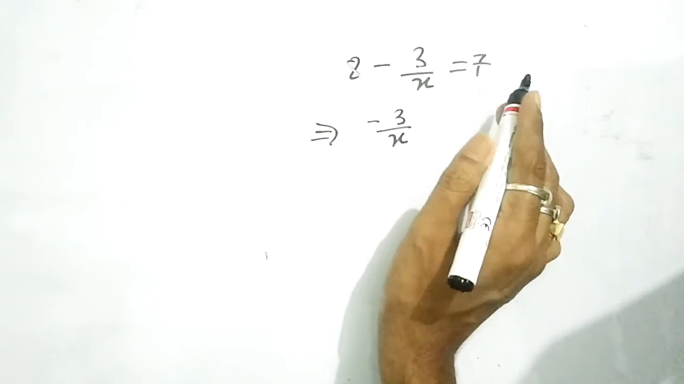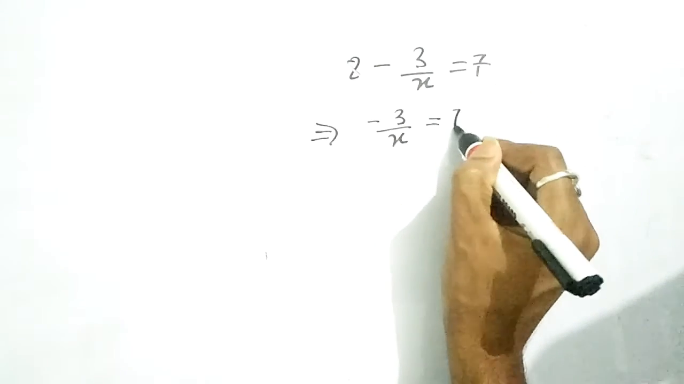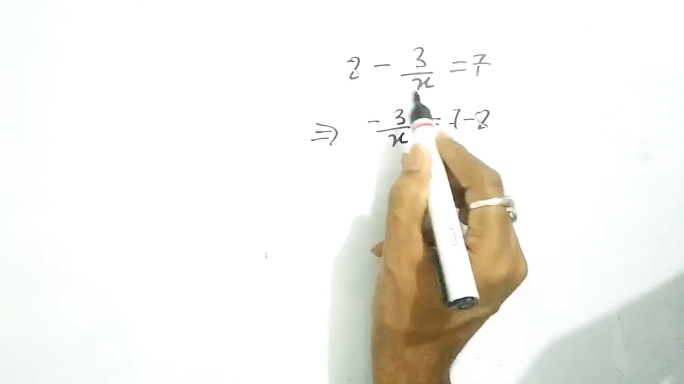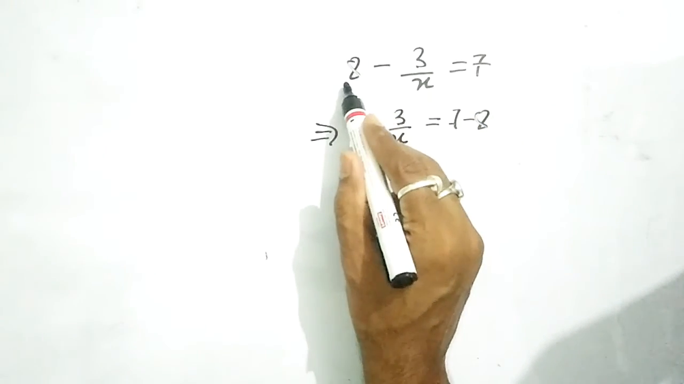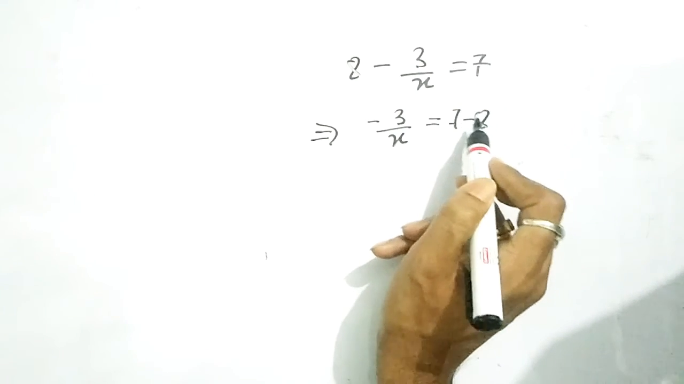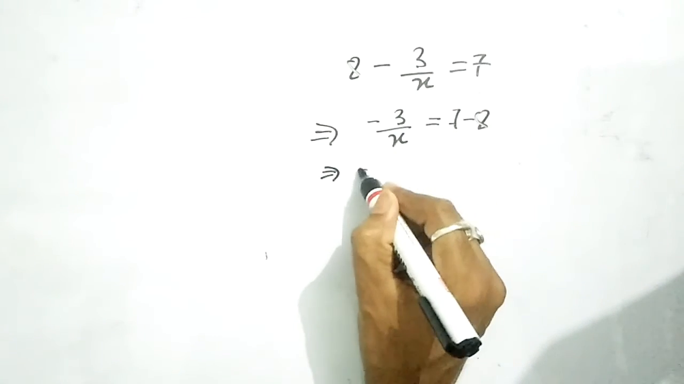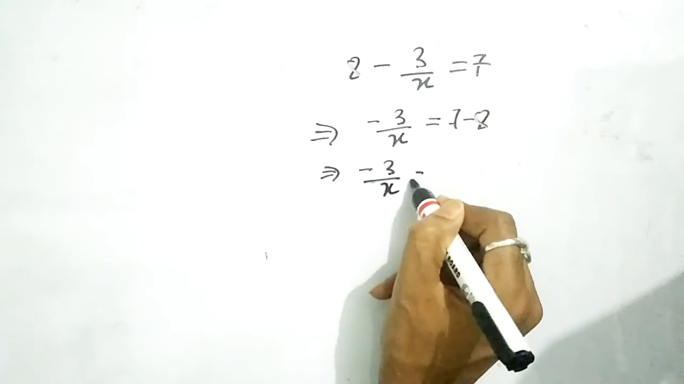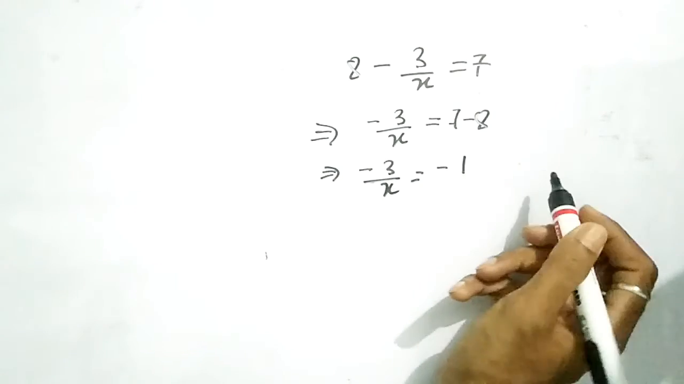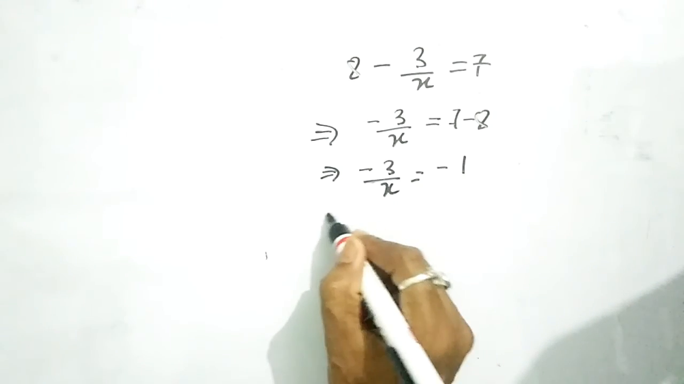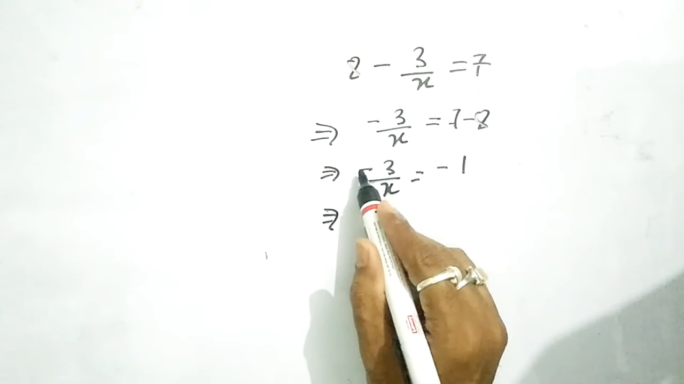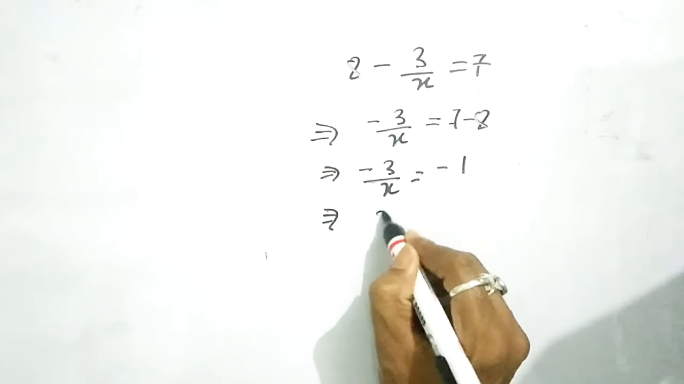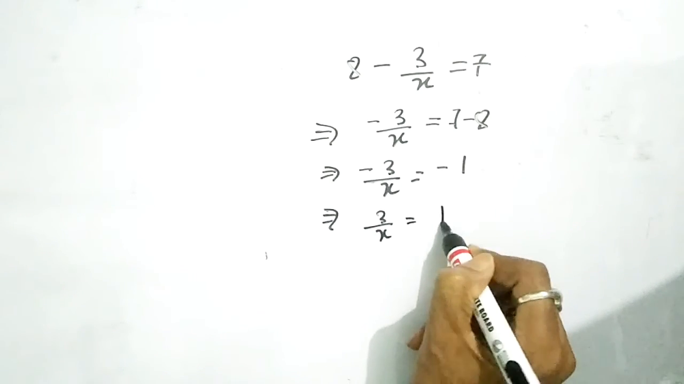So when we shift it to the right hand side, it will be 7 minus 8, because the sign changes when we do the transposition. So 8 transposed to the right becomes minus 8. So it will be minus 3 by x. So 7 minus 8 will be minus 1. Now in the right hand side minus sign, in the left hand side minus sign, so you can cancel the minus, so it becomes 3 by x equals 1.